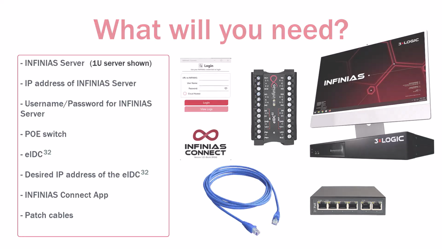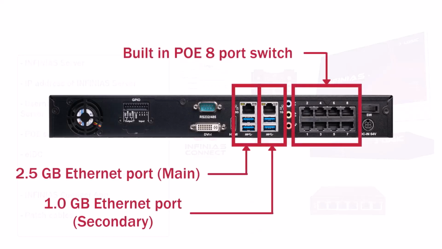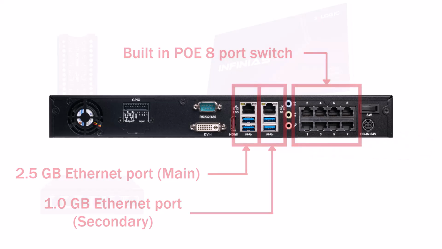As a reminder, the 3xLogic 1U server has an 8-port PoE switch embedded into the device and can be used to power your EIDC controllers. There are also 2 additional ports for connection to the network, the left being the main Ethernet connection and the right being used for redundancy or to connect to an additional network.